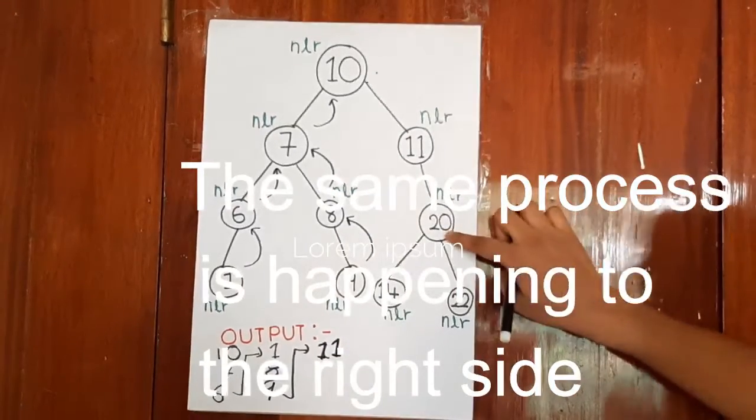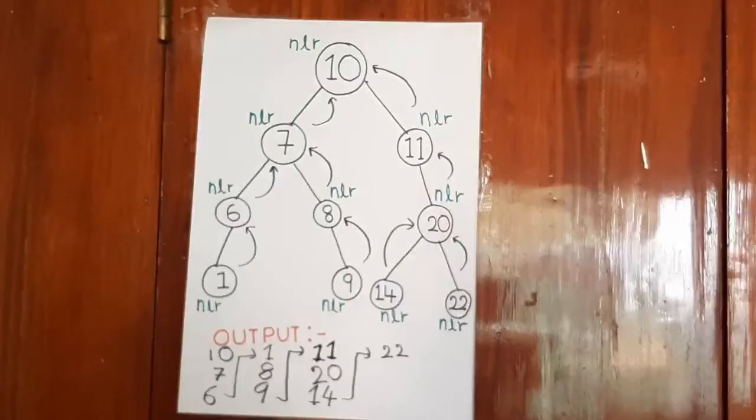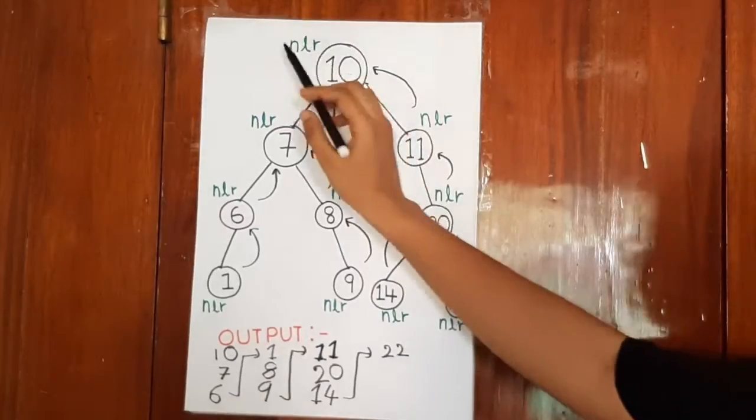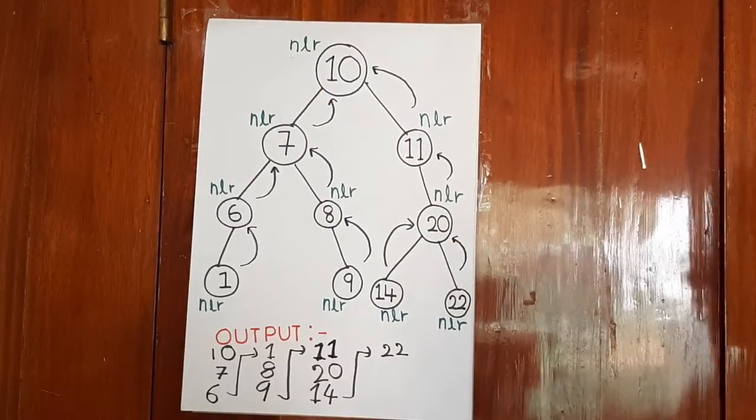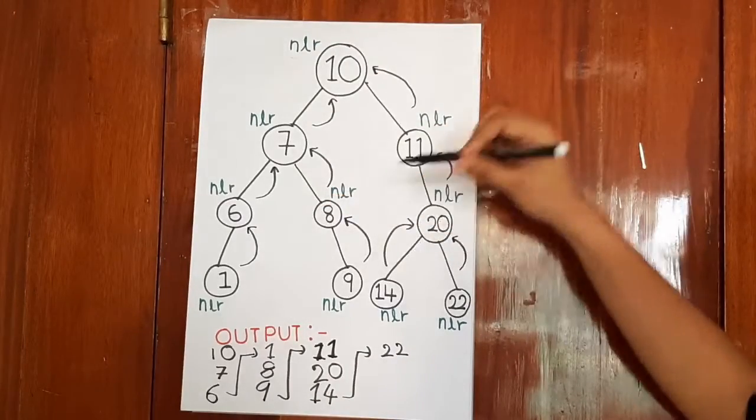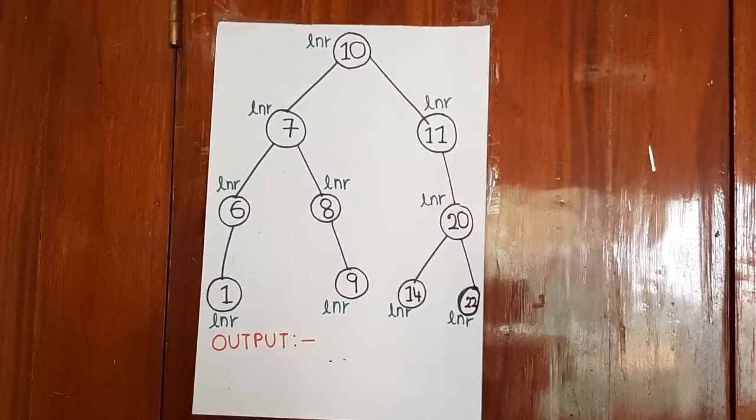Then the left side, the value is 20, so 20 is printing here, and this is the output. Or if it moves here, all these three are executed, so nothing is remaining. So this is the output of this tree in a pre-order method.